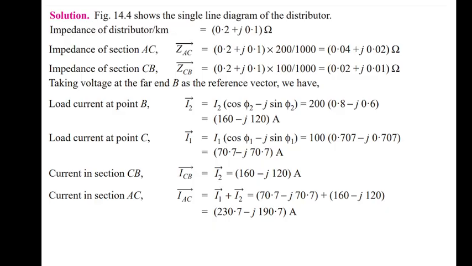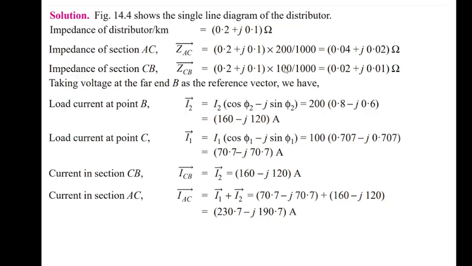Then, applying Kirchhoff's current law, we determine the current flowing in each section of the distributor. The section closer to the source carries the sum of both load currents, while the section near the end carries only the current of the far load. So this is KCL for each point. This step is essential for accurately evaluating voltage drops in the next stage of the solution.